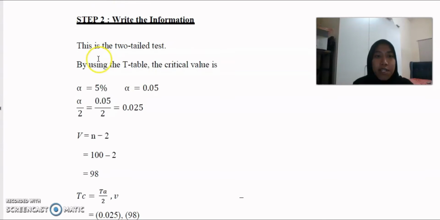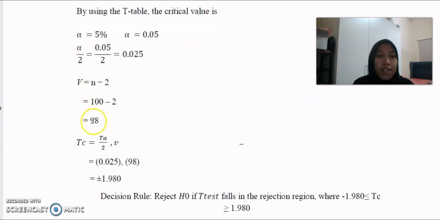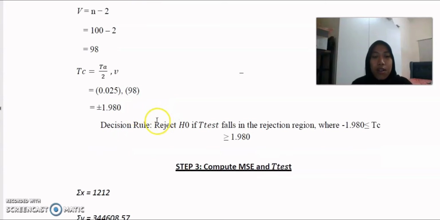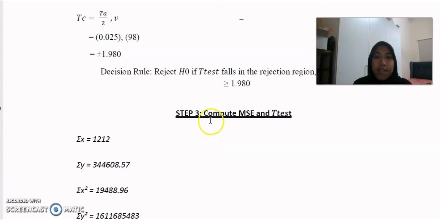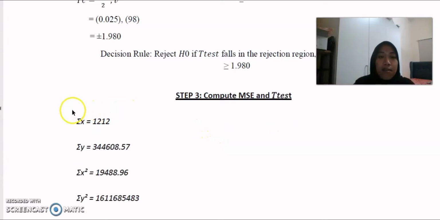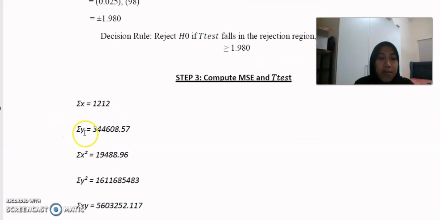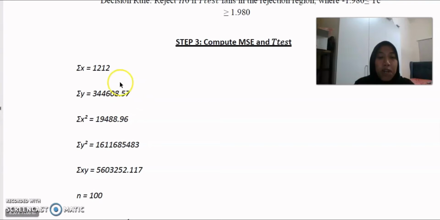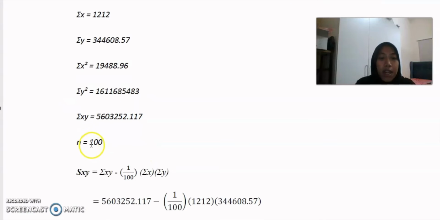Step 2, we write the information. This is a two-tail test, and by using the t-table we get v equal to 98 and tc equal to plus minus 1.980. So the decision rule is we reject H0 if the t-test falls in the rejection region, where it is less than negative 1.980 or more than 1.980. For step 3, we compute the MSE and the t-test by using the values of sum of x, sum of y, x squared, y squared, and sum of x times y. We get all the answers from Excel, and n equals 100.